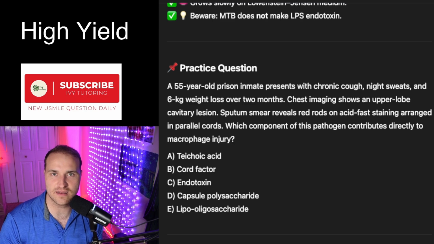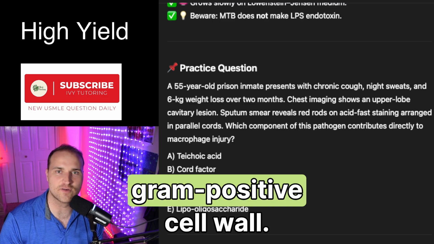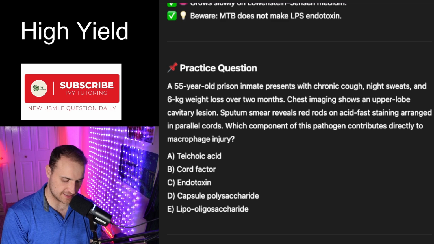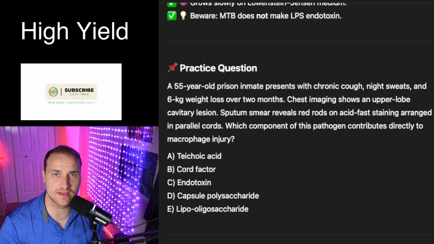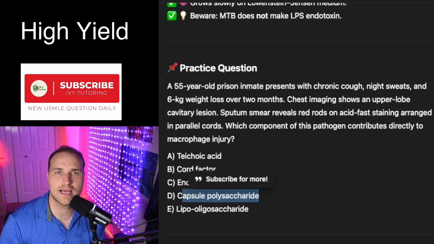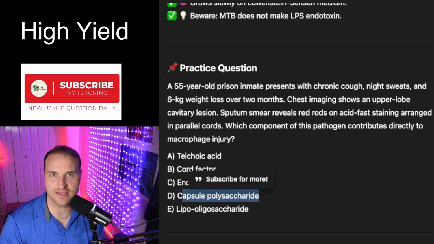It's the secret weapon of tuberculosis. Teichoic acid, that's the gram-positive cell wall. And you can know it's teichoic acid because it has a T, and so it's positive. Endotoxins, the buzzword is lipopolysaccharide in the gram-negative sepsis. Capsule polysaccharide, that's anti-phagocytosis. It's not directly cytotoxic.